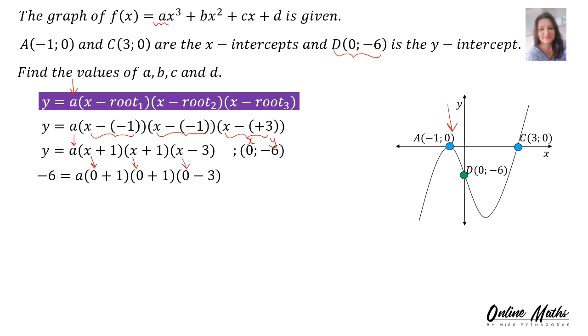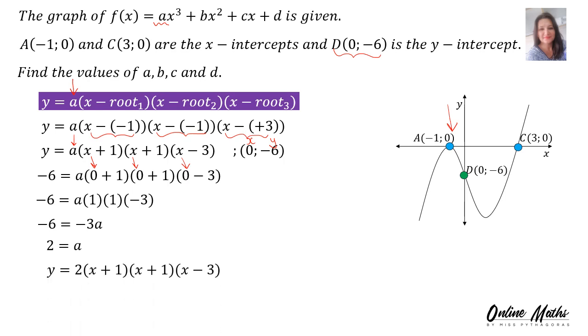And then now I can work out the brackets. 0 plus 1 is 1, 0 plus 1 is 1, 0 minus 3 is negative 3. And when you multiply that out on the right hand side, you end with minus 6 is equal to negative 3a. And we can solve a, so we will divide away the negative 3, and therefore a's value is 2.